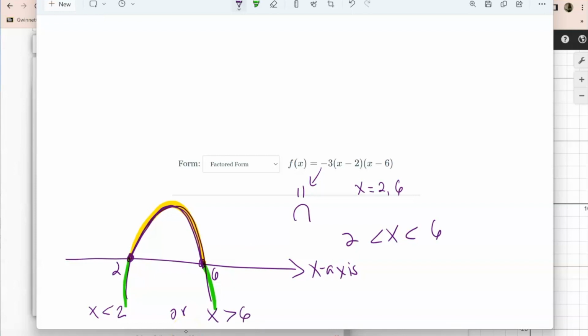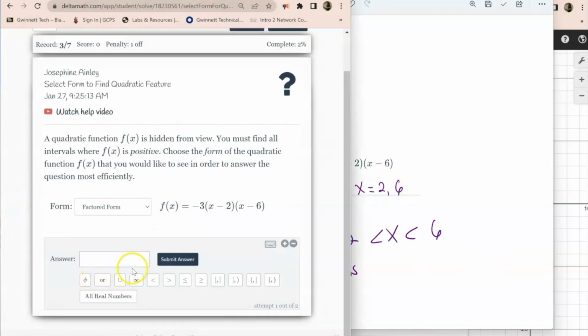So if I asked you for the negatives, it'll be these two. If I asked you for the positives, it'll be this. So x is between 2 and 6 for the positives.